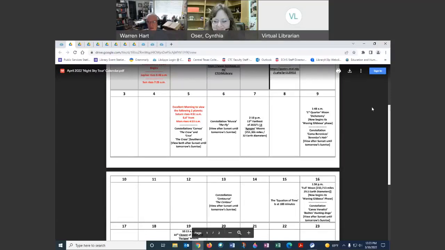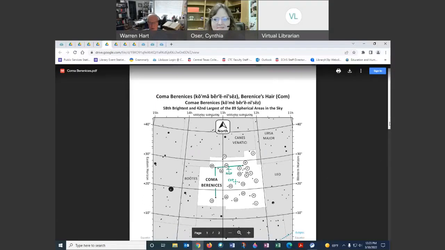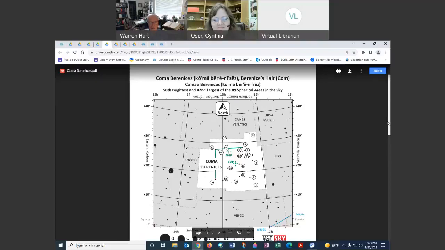And that evening of Saturday the 9th, there is another constellation. This one is unique, and it is named Coma Berenices, and it means Berenice's hair. Well, why is it very unique? It's the only constellation that is named after a real, living person.